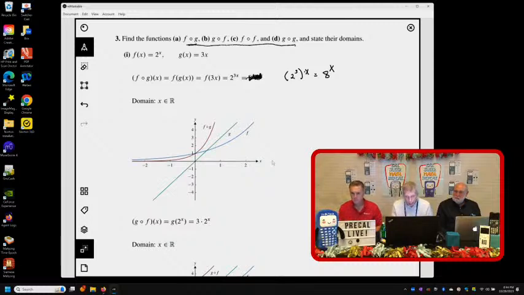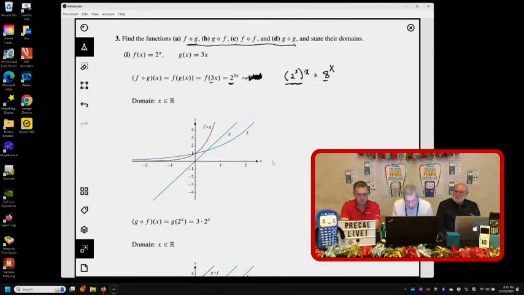So f circled g, f composed with g, is f of g of x. So that's f of 3x, and that would be 2 to the 3x. And I think I scribbled off to the side here, if I want to simplify that, I can rewrite this expression like this, 2 cubed, all of that raised to the x power. That's a property of exponents. And then that would just be 2 cubed, which is 8 to the x.